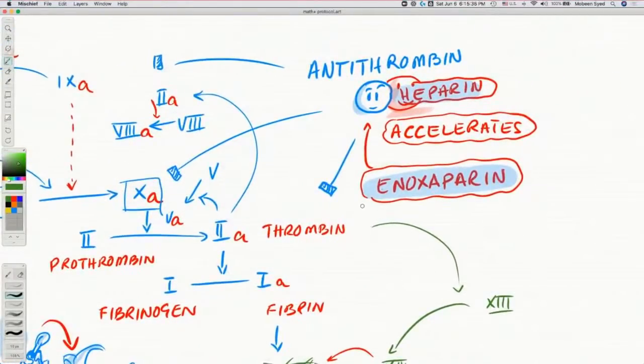Nowadays, a more reliable way of giving heparin is to give low molecular weight heparin or enoxaparin. And if you look in the protocol, they would say give enoxaparin. Enoxaparin is actually low molecular weight heparin, but enoxaparin is much more stable, and so it is much more reliable. And what is the reason for that?